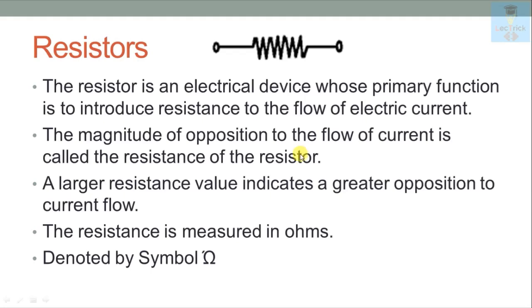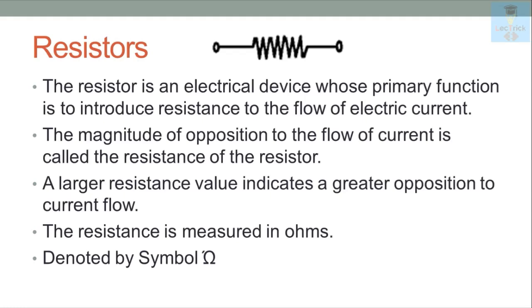When we say a larger resistance value, it indicates greater opposition to the flow of current. That means if we have one resistor of 1 ohm and another resistor of 10 ohm, the 10 ohm resistor offers a greater opposition to the flow of current. Resistance is generally measured in ohms and denoted by the symbol omega.